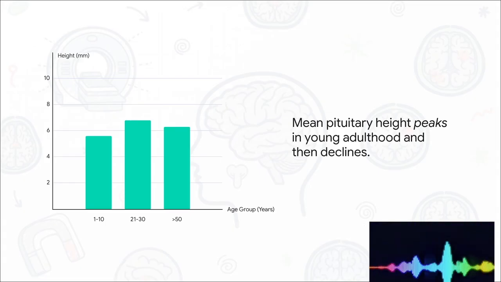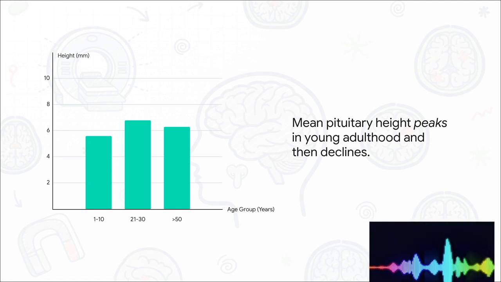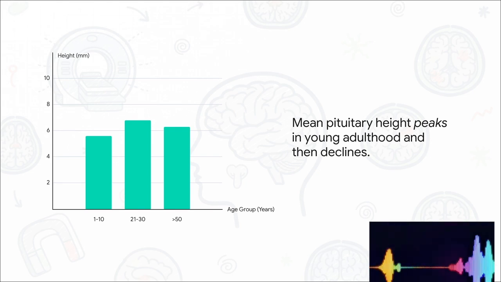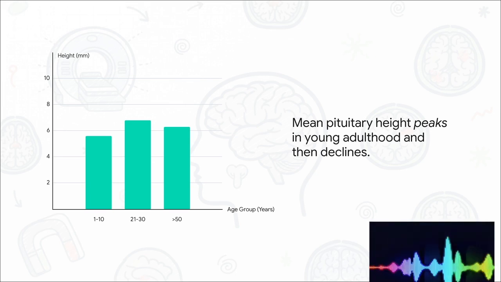And it didn't stop with shape. The study gave us some really specific numbers for pituitary height. So for kids aged 1 to 10, the mean height was 5.6 millimeters. That was the lowest value they saw. Then it peaked in young adulthood for the 21 to 30 crowd at 6.8 millimeters. After that, it starts to gradually come down in folks over 50. See how having these exact numbers gives you a much sharper definition of normal than just a general rule?